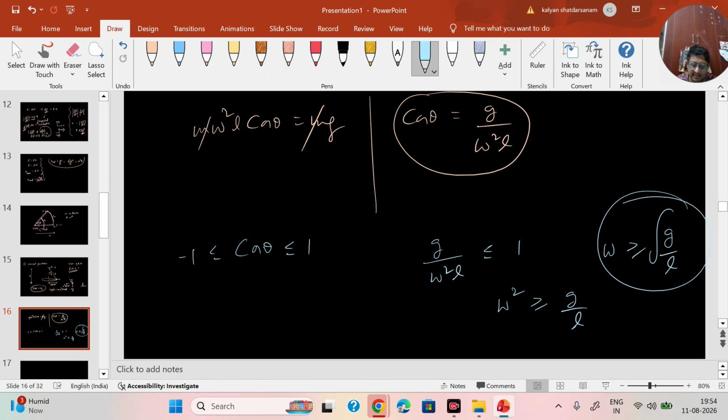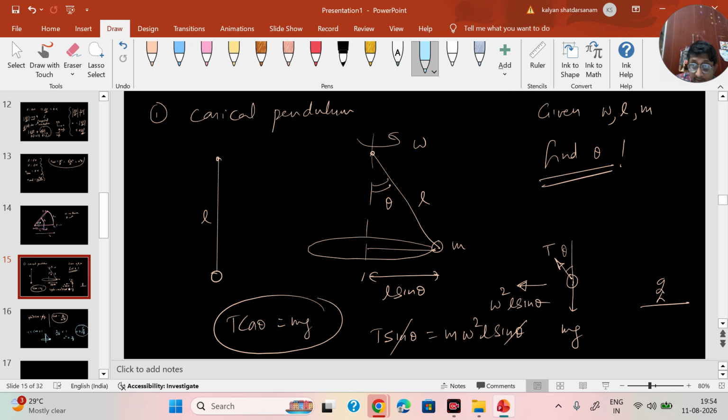this will go in a circle making some angle. Only then the stone will go in a circle making some angle like this. What if omega is less than root g by L? The problem is it cannot stay there. It will come down. It will be in a vertical position. Why like that? Let's understand this a bit more deeply.